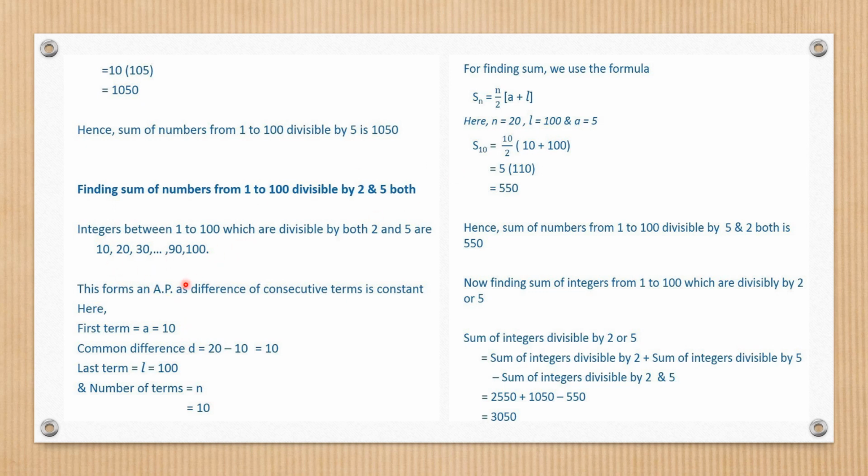I know how many numbers there are, just 10 numbers. So S10, using the same formula n/2 times (a + l), comes out to be 550. Now, what we need is divisible by 2 or 5, not by 2 and 5. So I have to apply the formula: sum of integers divisible by 2 plus sum of integers divisible by 5 minus sum of integers divisible by both 2 and 5. So it was 2550 + 1050 - 550, which is 3050.